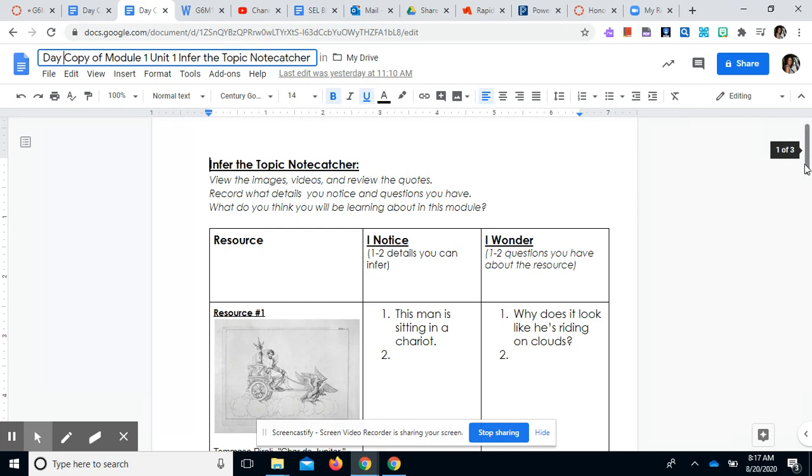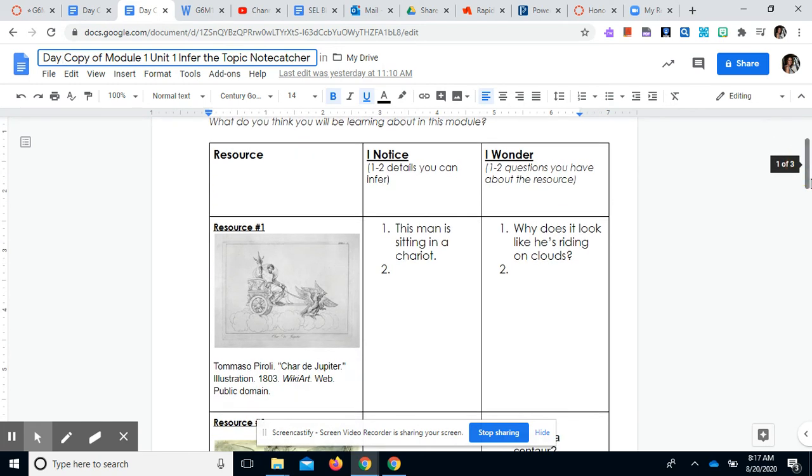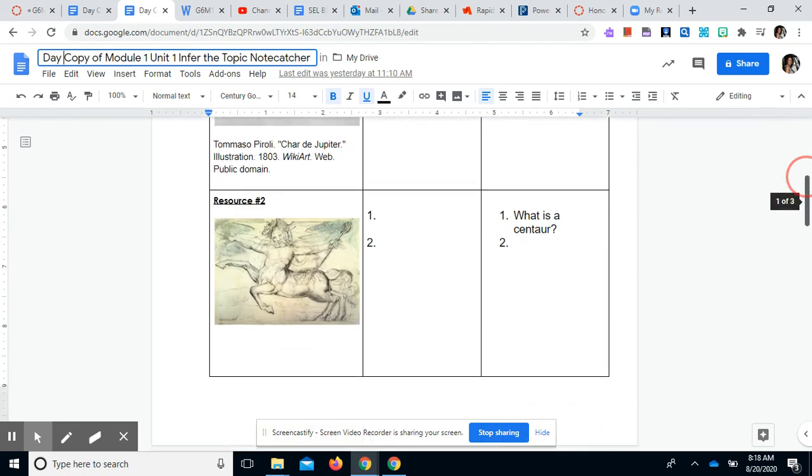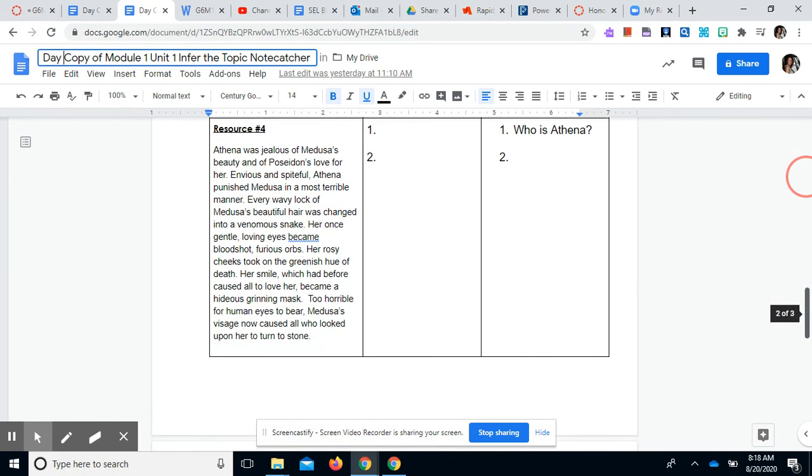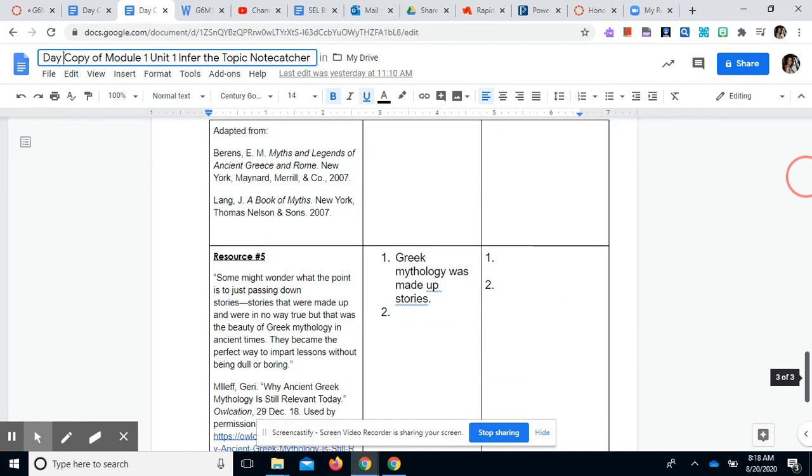For you to complete this assignment, I want you to complete this note catcher. In each section, it is making 2 observations. What are 2 things that you notice? What are 2 things that you wonder? Some of them have been filled in for you. And so you are going to just complete wherever you see blanks.